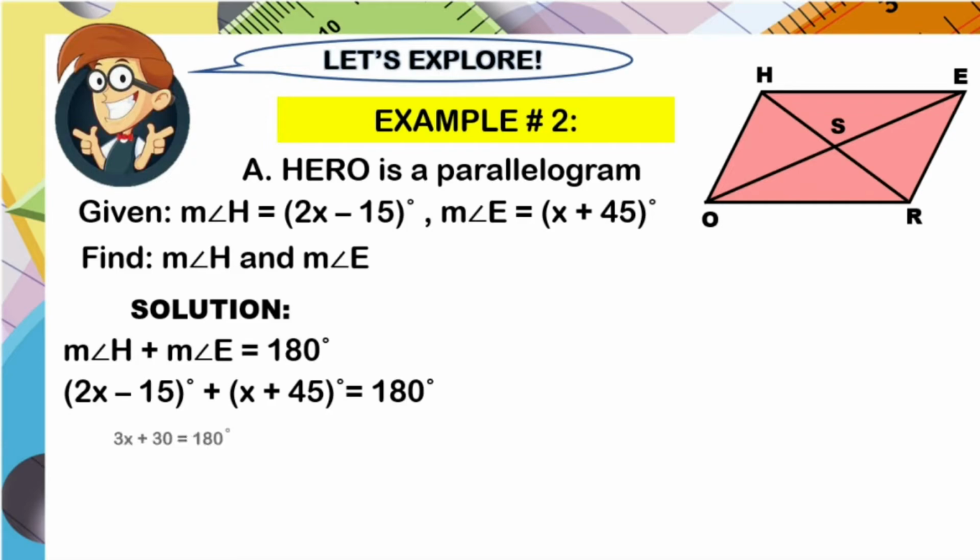Simplifying the equation, we have 3x plus 30 is equal to 180. Using the addition property of equality, APE, we add negative 30 to both sides of the equation. Solving, we have 3x is equal to 150. Dividing both sides by 3, which is the numerical coefficient of x, we have x is equal to 50.